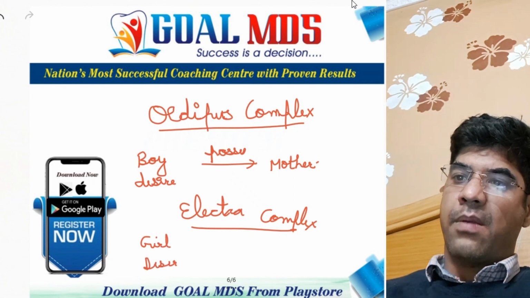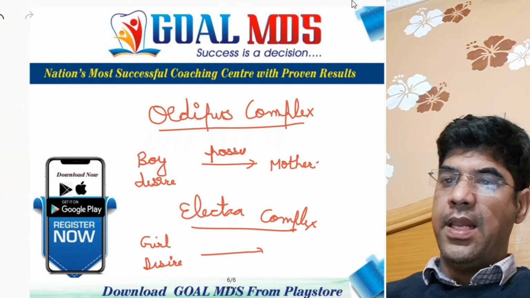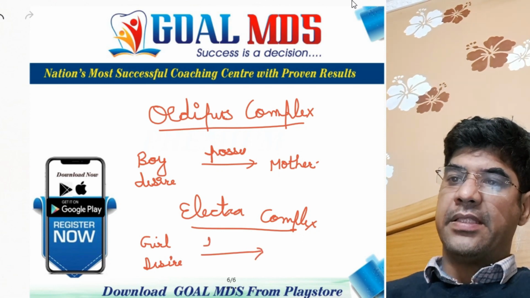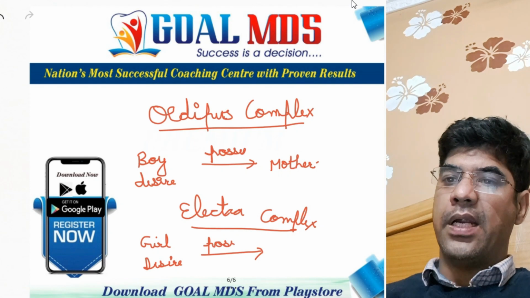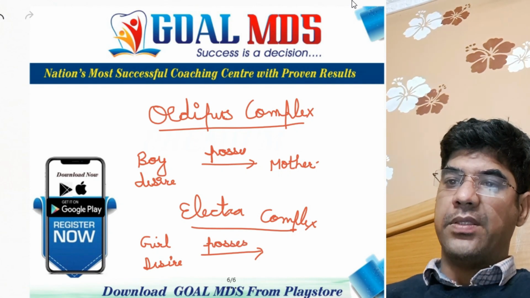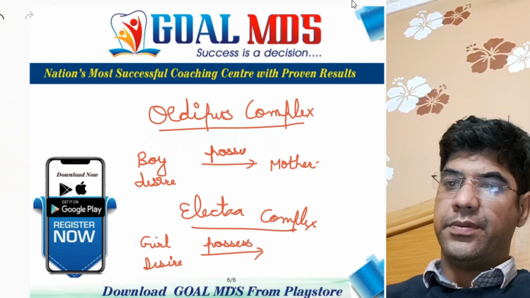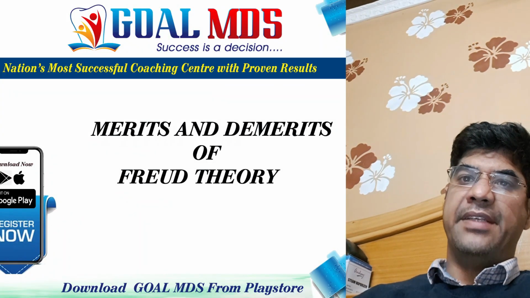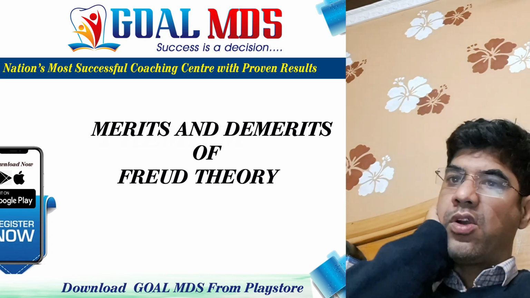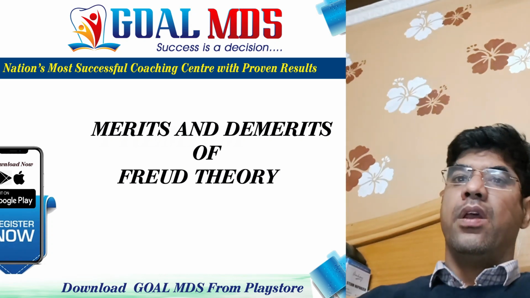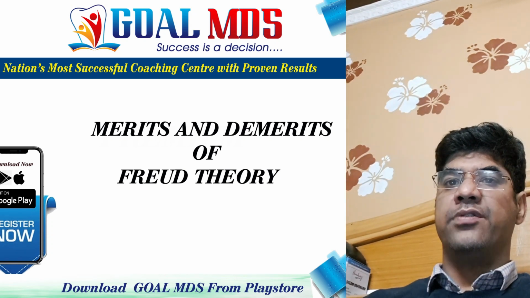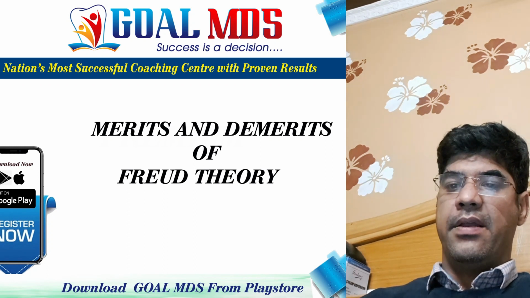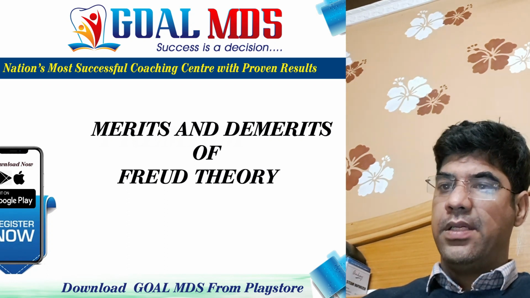So both of these complexes are considered to be normal developmental processes during childhood, but if they persist into adulthood, they can develop psychological issues. So the merits of Freud's theory: it is one of the earliest and most comprehensive theories of lifelong psychological development. What are the demerits?